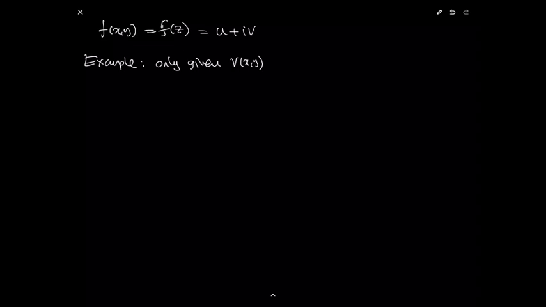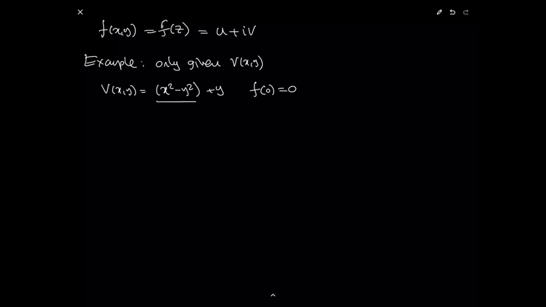Okay? For example, let's suppose that this v of xy is equal to x squared minus y squared plus y. How can we figure out what u is such that f of z is a complex function? And just to make it simple, let's assume that you're also given the condition that f at 0 equals 0.